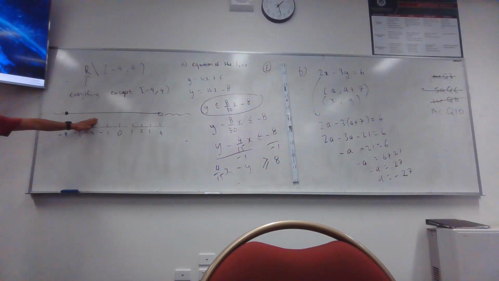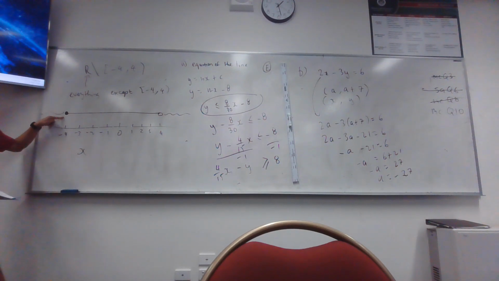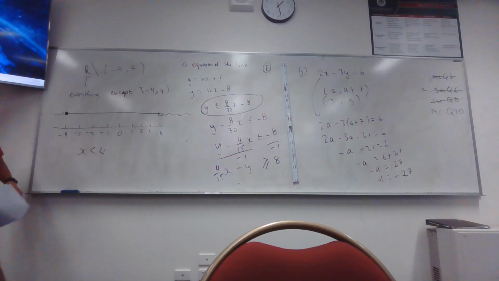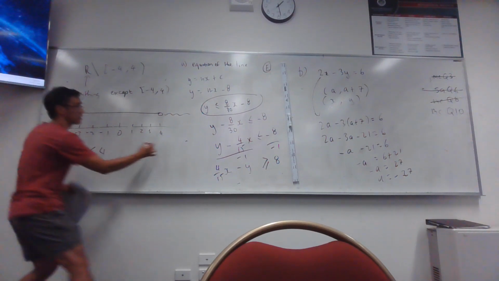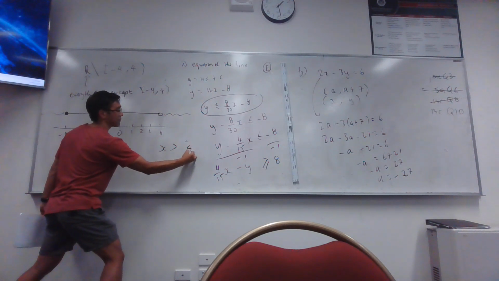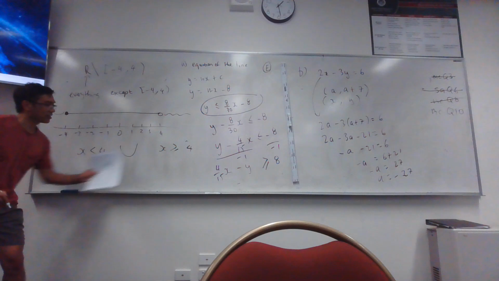So I don't want this. I want everything less than or equal to -4. What do I say? Less than 4. Do I put a dash here? No, because it's covered. What's over here? X is greater than, greater than or equal to. Hold on. We want to union these two.